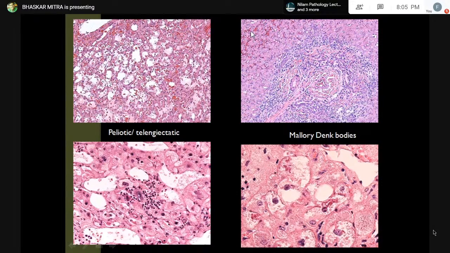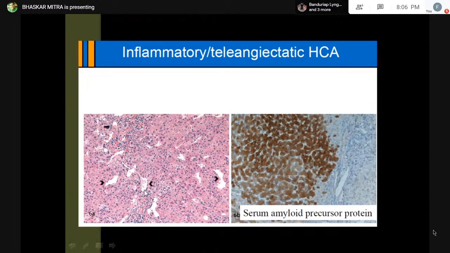Again, there are peliotic-like areas. Here, small thin-walled ectatic blood vessels can be seen, which are hemorrhagic. Again, there is an amount of inflammatory infiltrate. Individual hepatocytes show hydropic or sometimes steatotic changes. Ectatic blood vessels are there, and characteristic Mallory bodies can be seen in these degenerated hepatocytes. Now, these inflammatory adenomas showing telangiectatic areas and inflammatory infiltrates show strong expression of serum amyloid proteins.